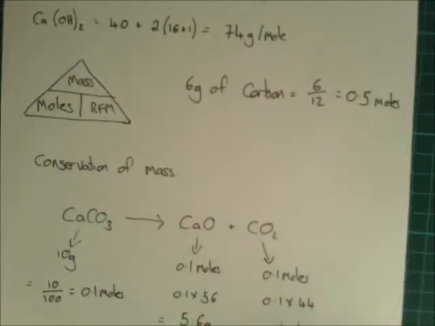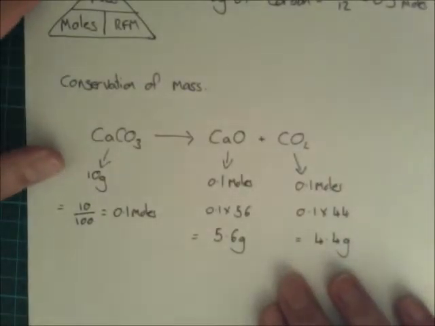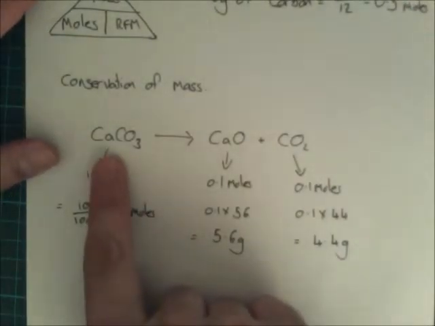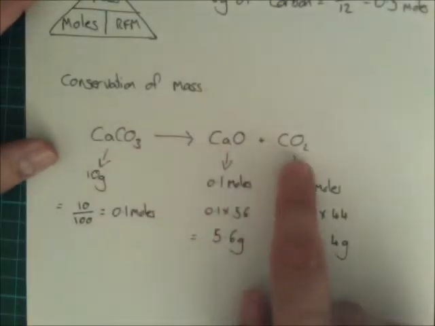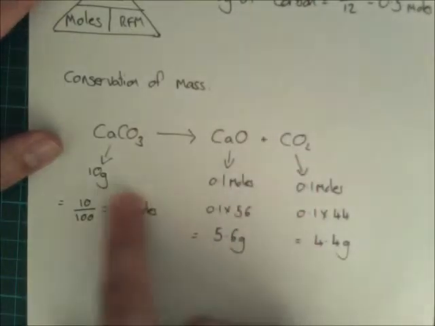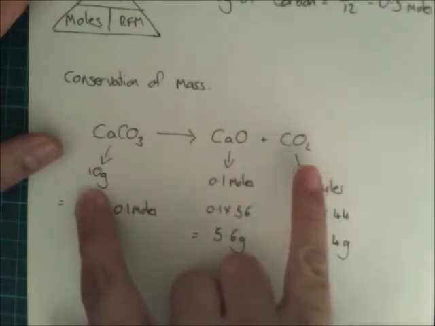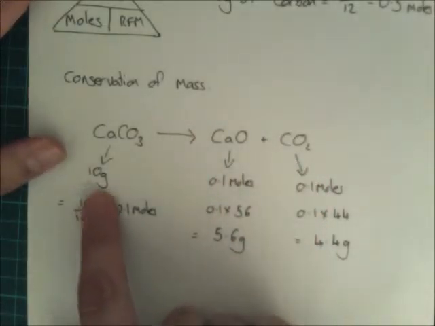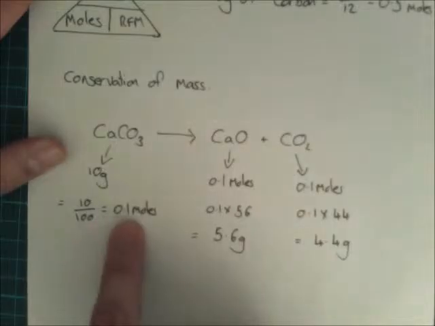You also need to know about the conservation of mass and how you can show this using moles. So here we've got a nice straightforward reaction. Calcium carbonate under thermal decomposition will break down into calcium oxide and carbon dioxide. If we start with 10 grams of calcium carbonate, you can be asked how much calcium oxide or carbon dioxide you'll make. Well, the number of moles of calcium carbonate is the mass divided by its relative formula mass, so we have 0.1 moles of calcium carbonate.